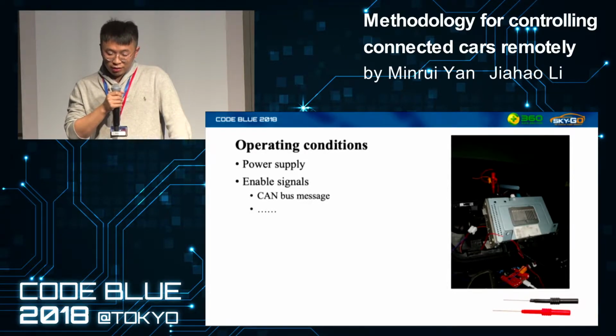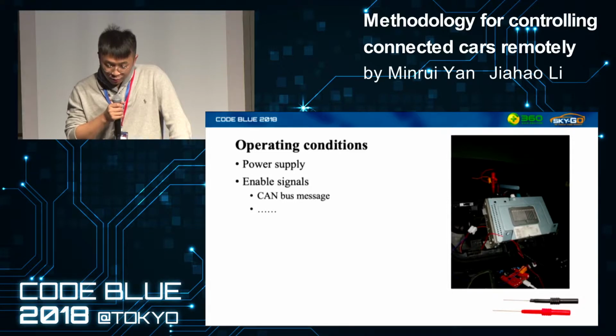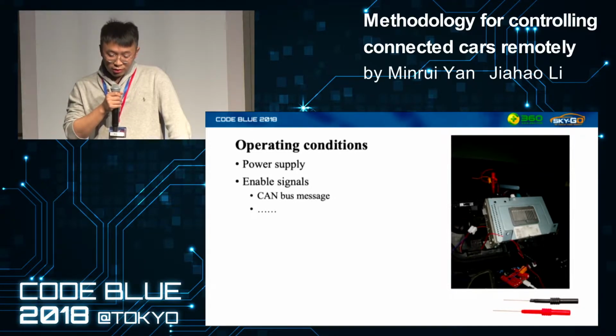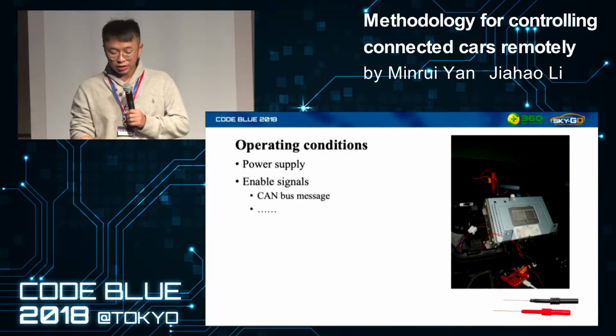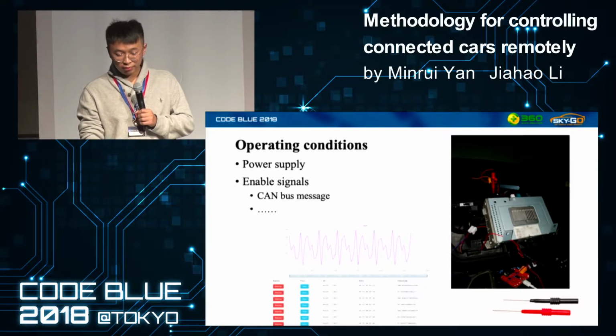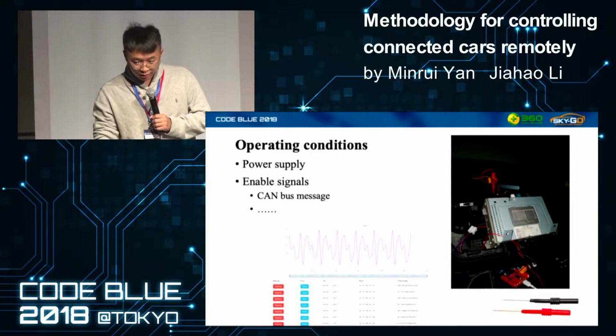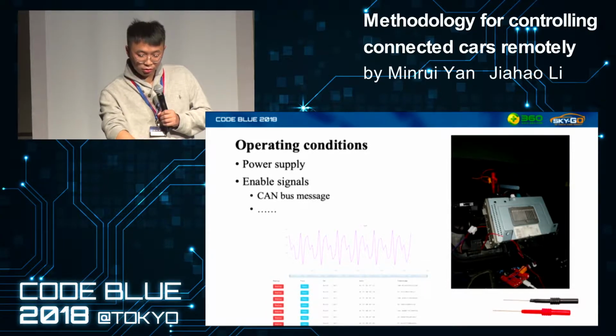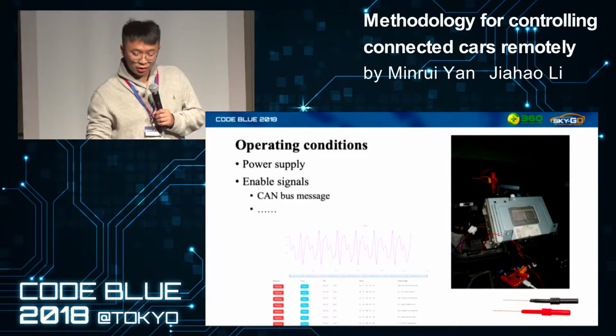CAN messages can be periodic messages or event-triggered messages. The periodic message can keep the ECU running individually. The event-triggered message could wake up or shut down the ECU. This is a chart of CAN messages.